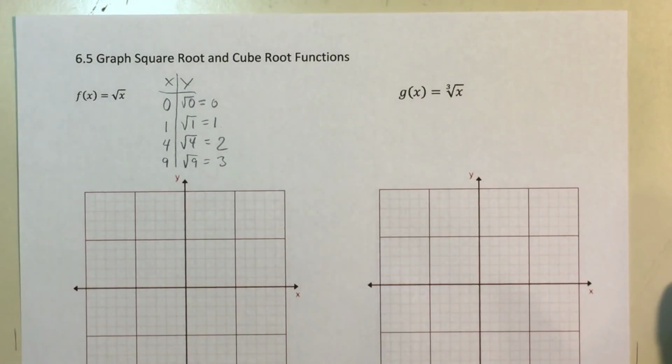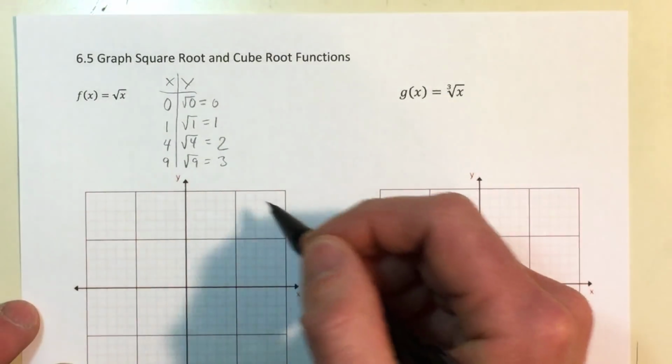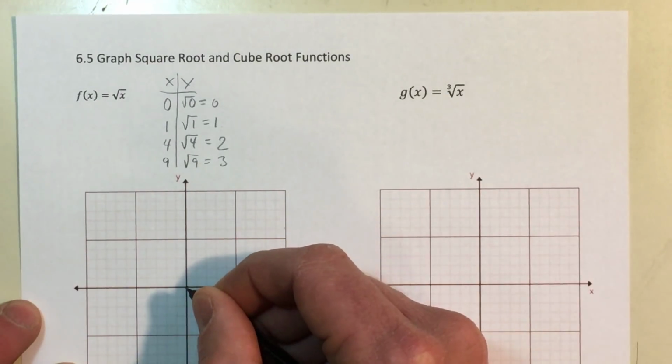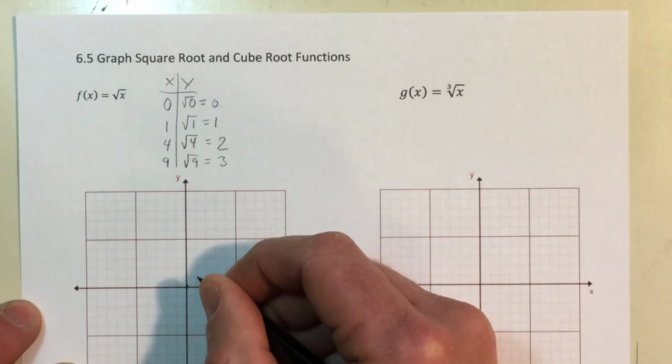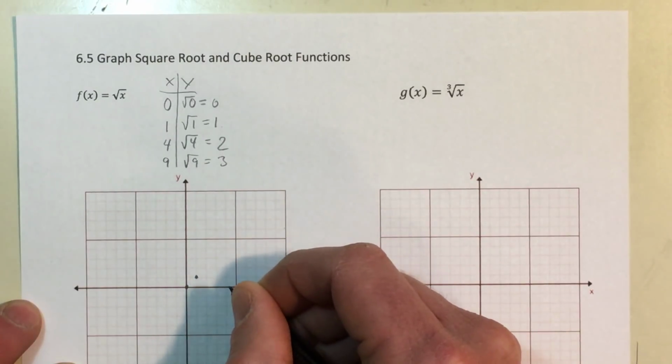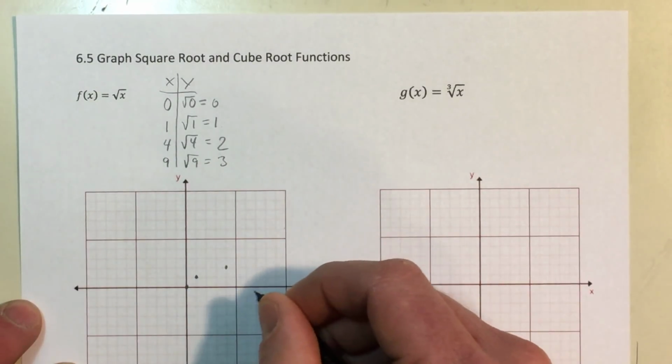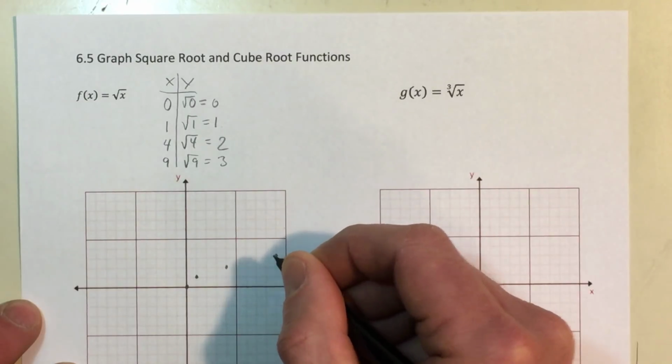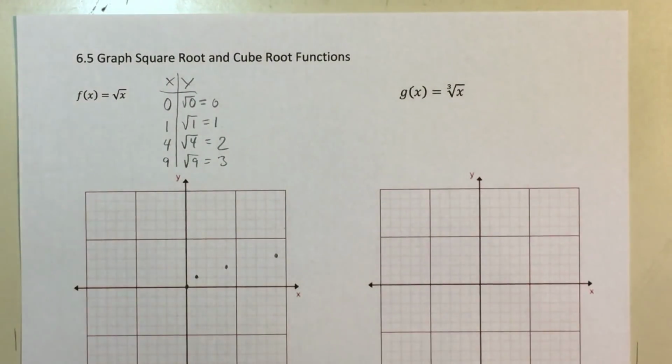But anyway, so let's plot these points and see what we've got here. We've got 0, 0, 1, 1, 4, 2, 9, 3. Oh, I kind of got ahead of myself here. Why didn't I use any negative values? Could we have used negative values? Maybe like a -1 or a -4.